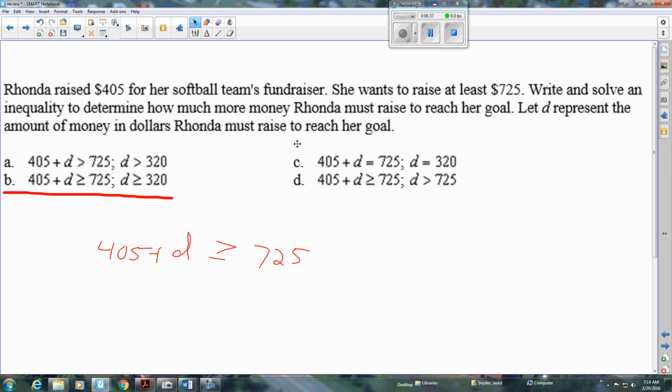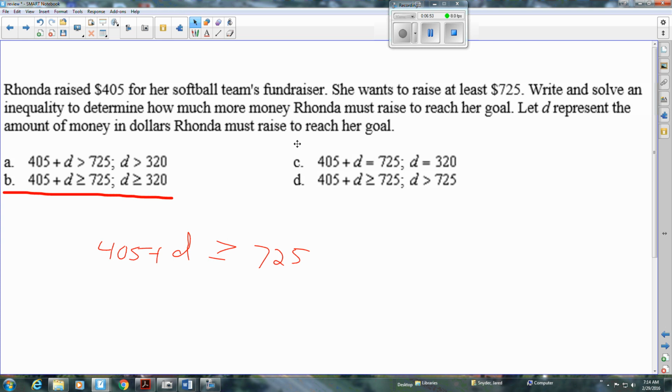Rhonda raised $405 for her softball team's fundraiser. She wants to raise at least $725. Write and solve an inequality to determine how much more Rhonda must raise to reach her goal. Let D represent the amount of money in dollars Rhonda must raise to reach her goal.